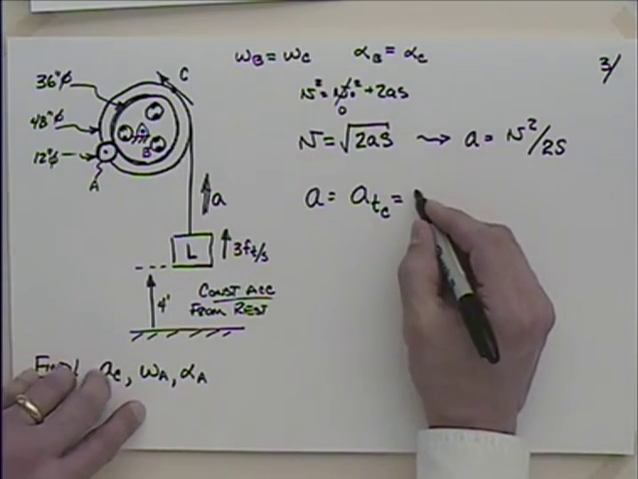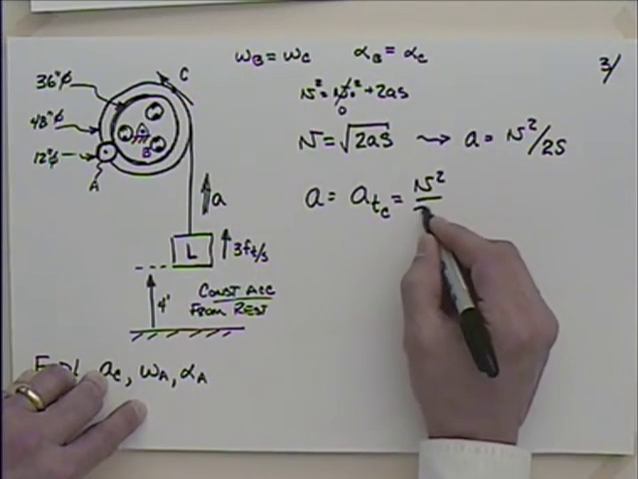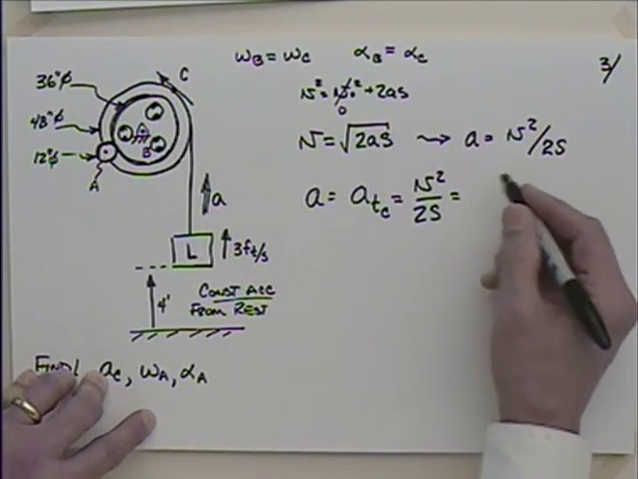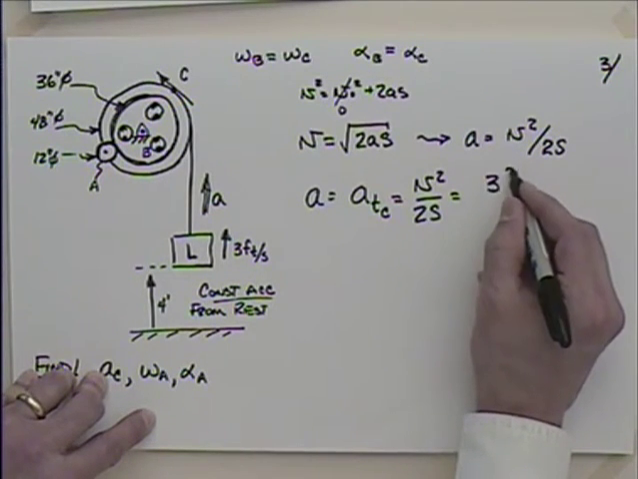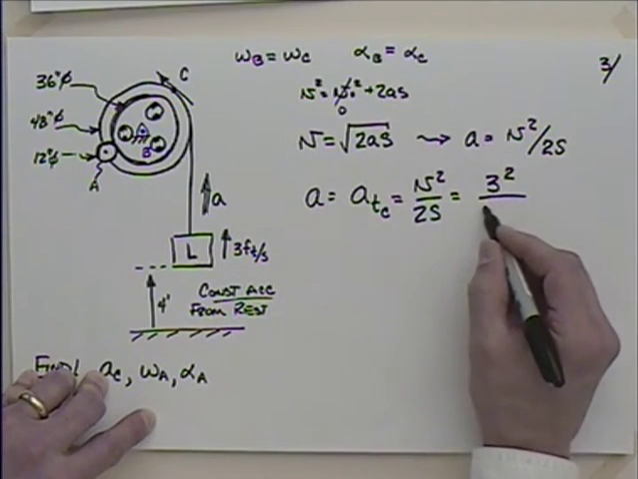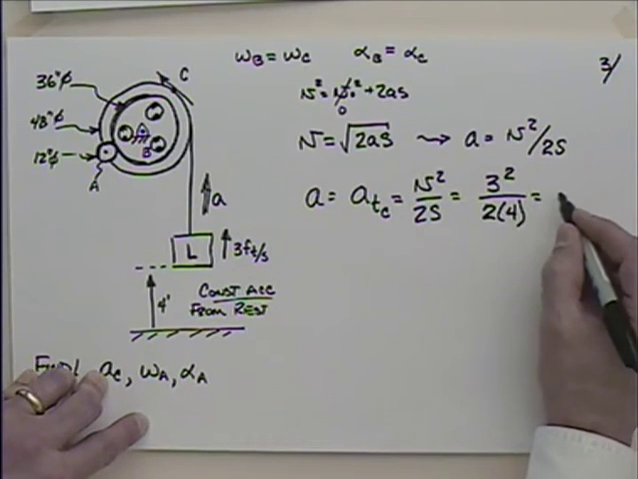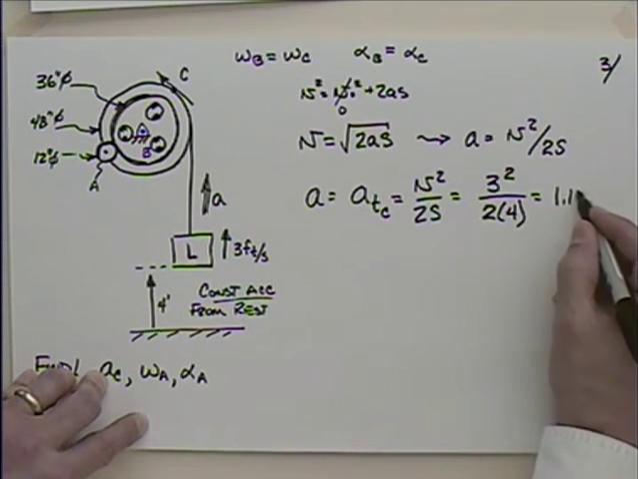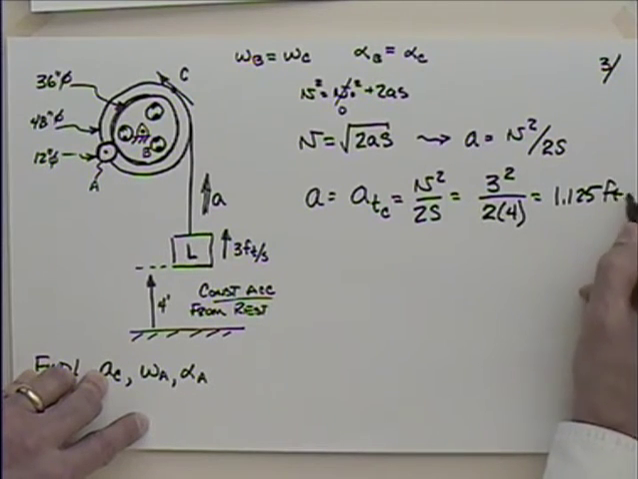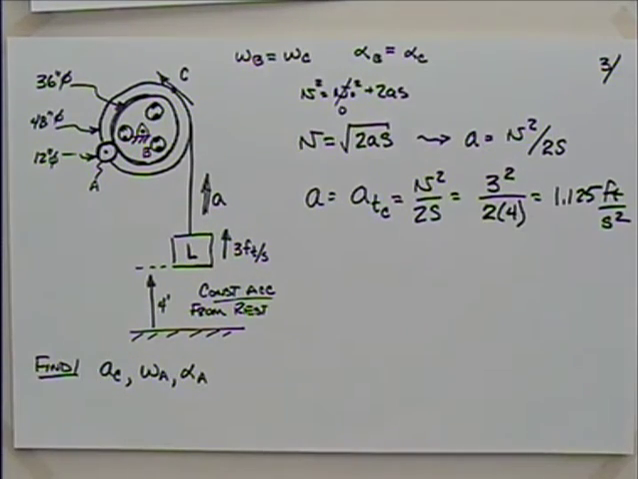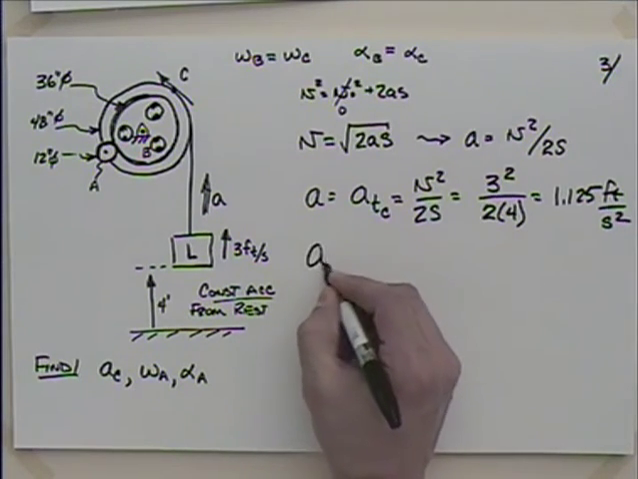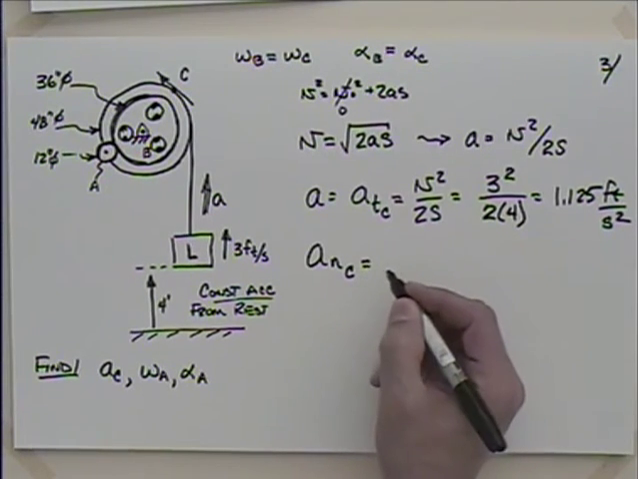I can say that that's the velocity squared divided by 2 times the distance S. And what do we have there? We've got 3 squared, because I got 3 feet per second, divided by 2 times 4 feet, that distance that it's gone through, which turns out to be 1 1/8, or 1.125 feet per second squared. So that's the tangential acceleration at C. This says the acceleration at C, so presumably I need the magnitude, so I need to get the normal acceleration at C.